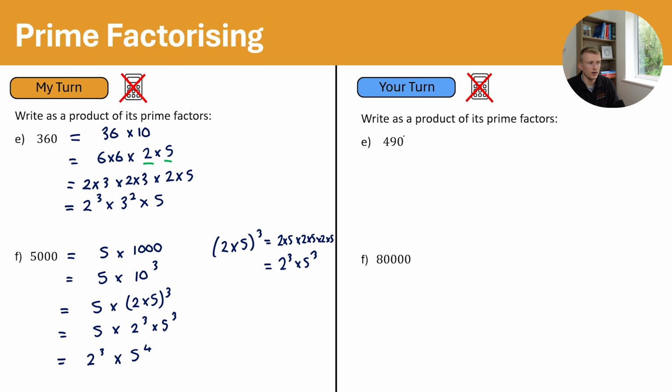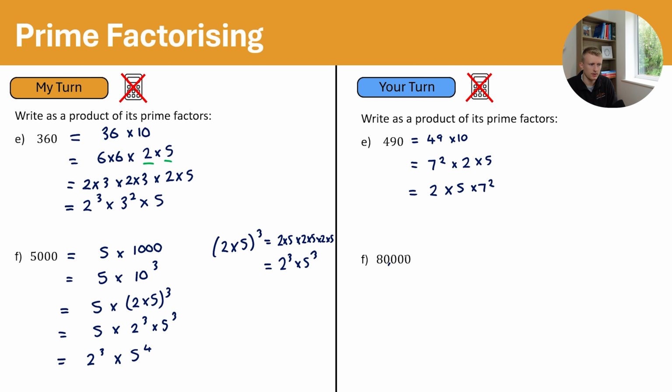Let's go through these. Write as a product of its prime factors 490. So I can write 490 as 49 multiplied by 10. And 49 is 7 squared, or 7 multiplied by 7. And 10 is 2 multiplied by 5. So this is already in index form. I just need to write it in ascending order. So I'll put it as 2 multiplied by 5 multiplied by 7 squared.